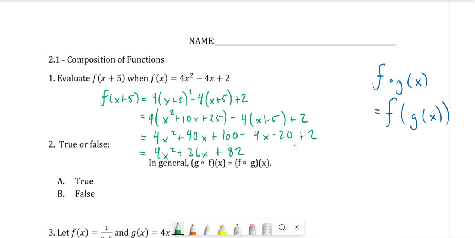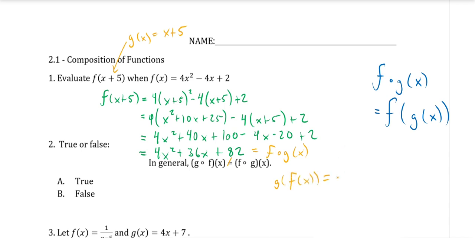Now, in general, this is in fact not true. It is not generically true that these two would be equal to one another. If I plug g into f, it's often different than if I plug f into g. Let's actually demonstrate that with the above example. Here we could have considered g of x to be x plus 5. And what we've just evaluated then is f of g of x. What about the other way? What about g of f of x?